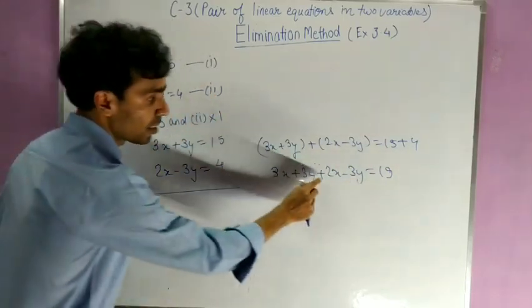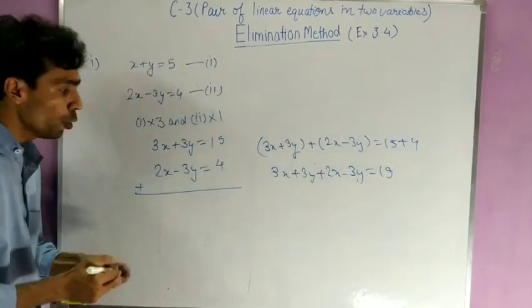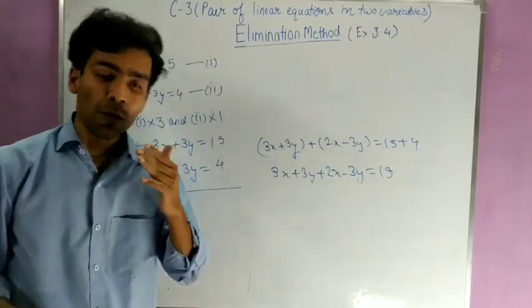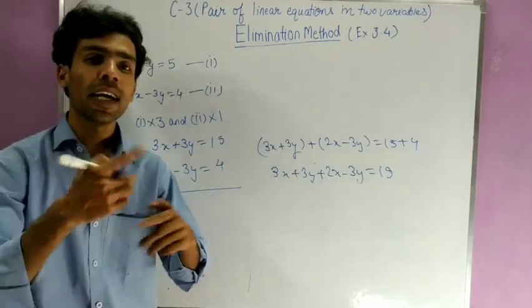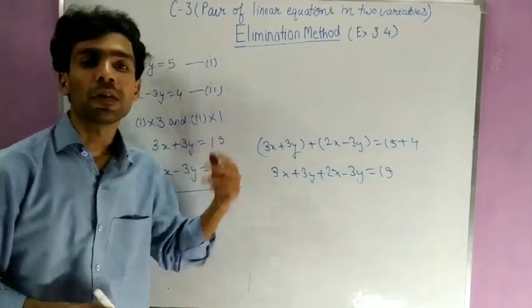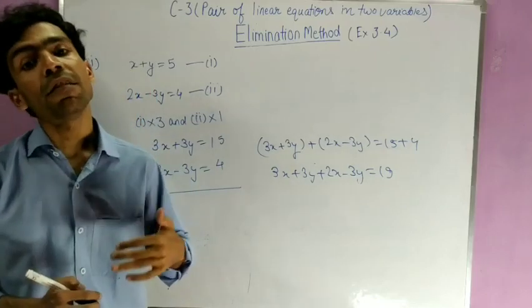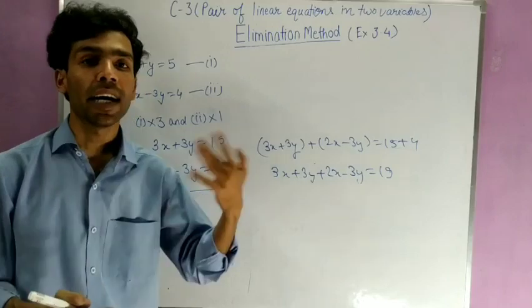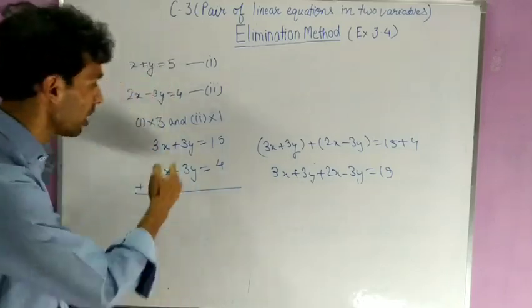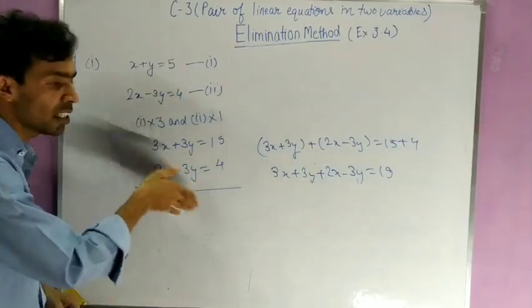Same sign, see, 2x and minus 3y. Whenever you want to eliminate terms having opposite signs, in that case we add the equations. And whenever we want to eliminate a variable which has the same sign, in that case we subtract. So here the opposite sign is there, so we will add these two equations.